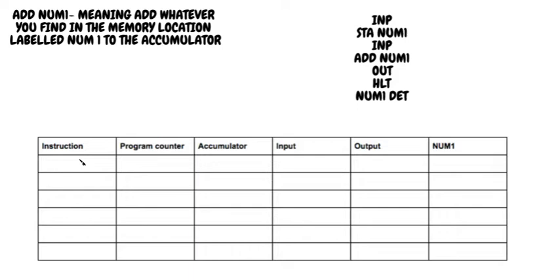So our instructions will be 0, 1, 2, 3, 4, and 5, and our program counter will be 1, 2, 3, 4, 5, and down here it will be halt, because the program will end at stage 5.